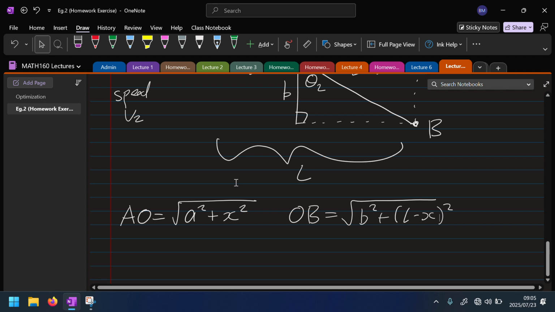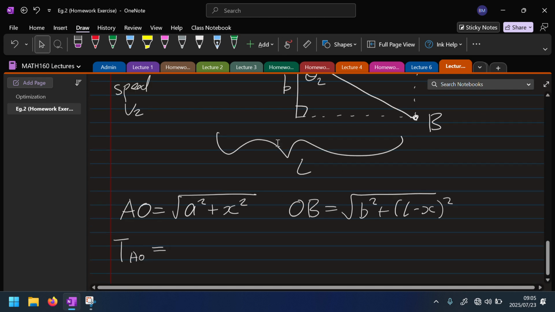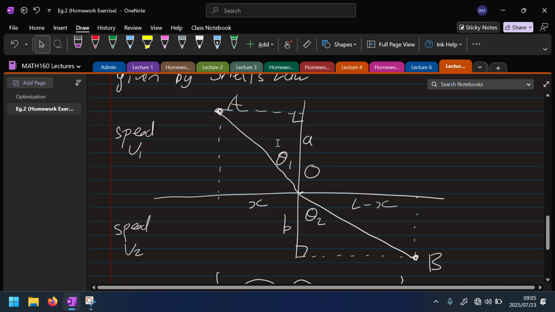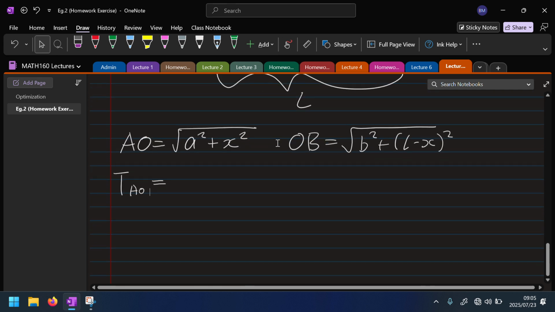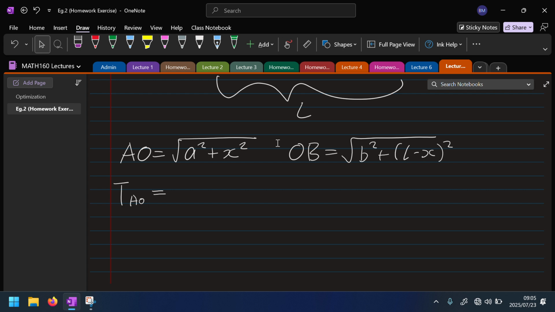We want the time taken. So let's say T_AO, that's the time taken to go from A to O. We know the distance now, and we know the speed. How do we get the time? We've got speed, we've got distance, we want the time. Well, how can we do that? You seem a bit iffy with that. You sure?